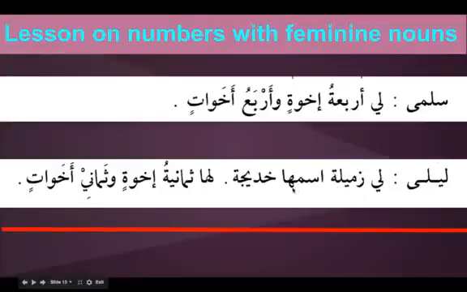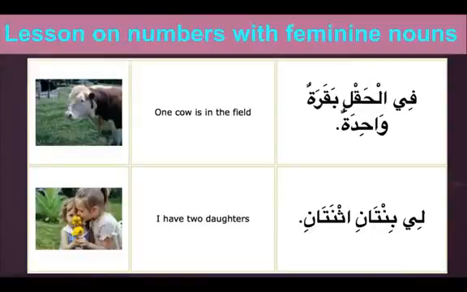Zamilatun. Ismuha. Her name is, again it's mudaf mudaf ilayhi, Khadijatu. Laha, she has, samaniyatu ikhwatin. So look at the nouns here. So it's a feminine. Samaniyatu ikhwatin. Brothers were samani akhwatin. 8 sisters. So this is the lesson topic from the book. And inshallah, I will do some more practice just to see how these nouns are used.